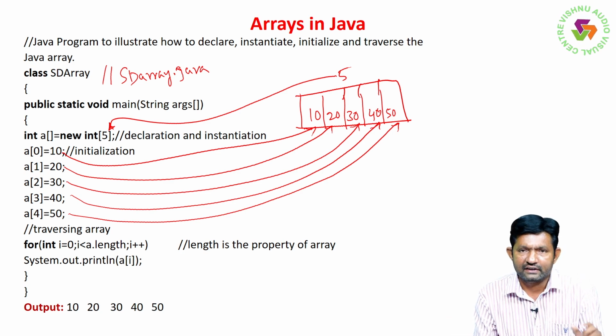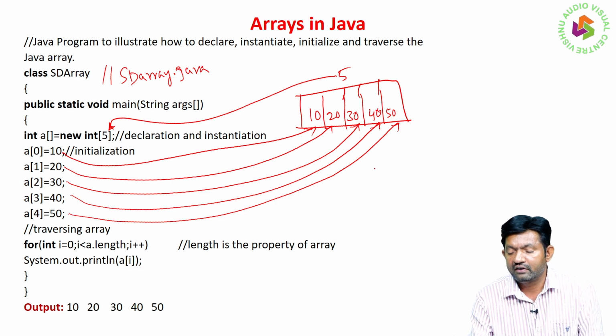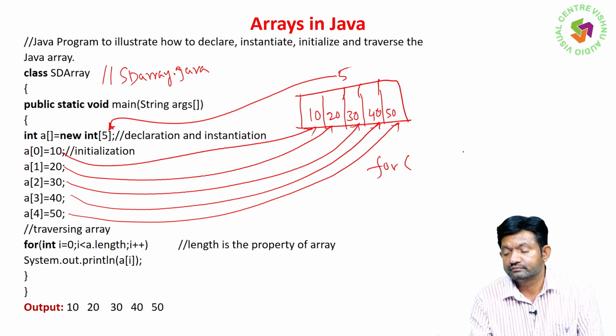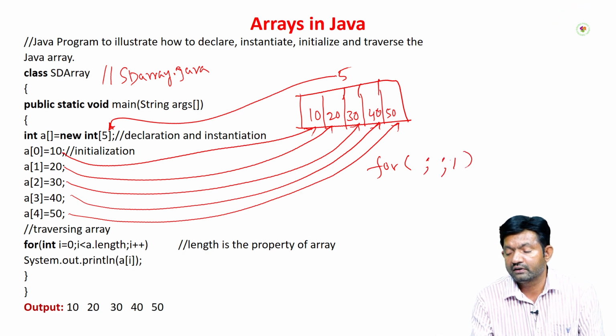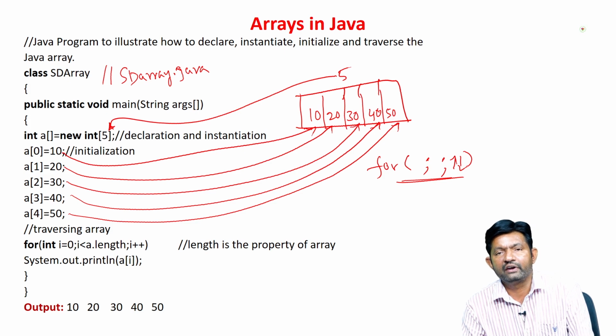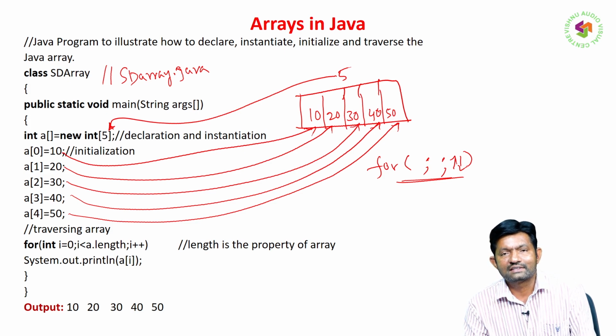To traverse an array, we go for one for loop: initialization, condition, increment or decrement. For a one dimensional array, we need one for loop. The syntax of the for loop is for (initialization; condition; increment or decrement).